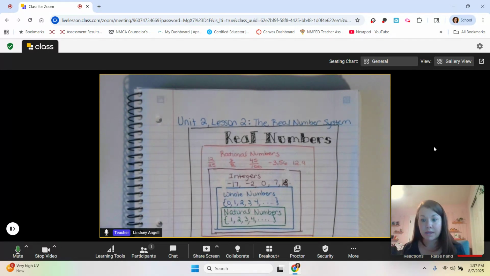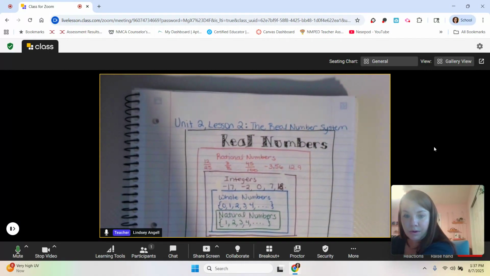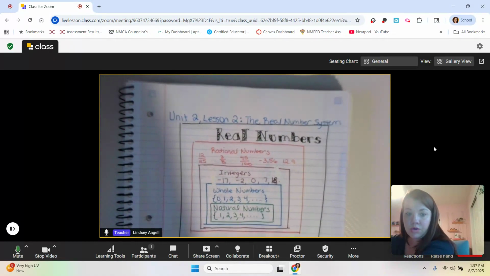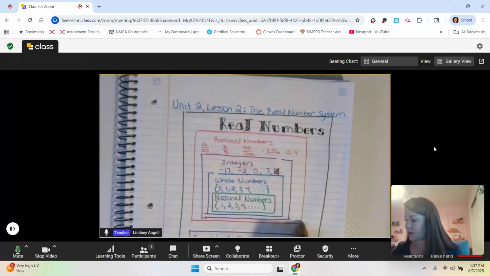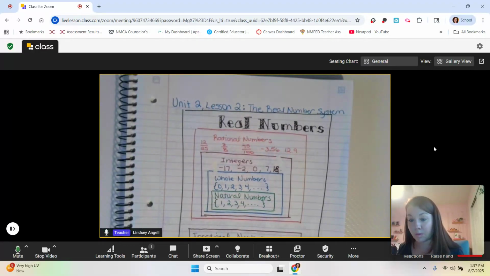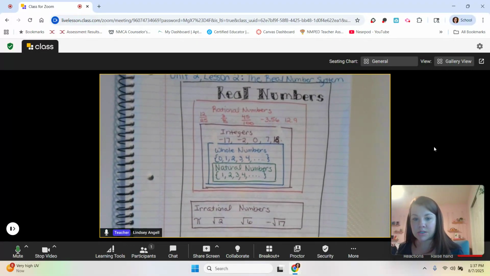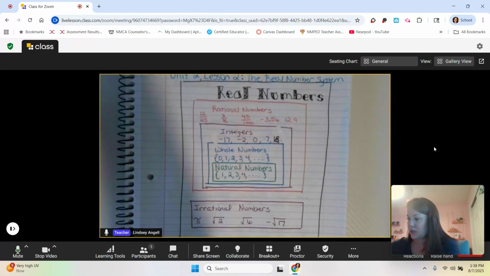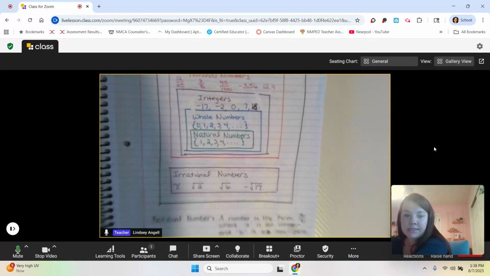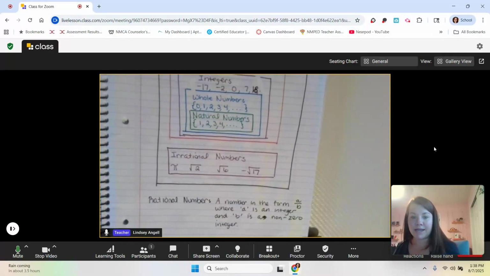The real number system is broken up into two major categories. There are rational numbers, that's one of the major categories, and then there's also irrational numbers. Before we start, let's talk a little bit about a concept that you learned in 7th grade. Let's jog our memories for a minute, and let's talk about rational numbers.